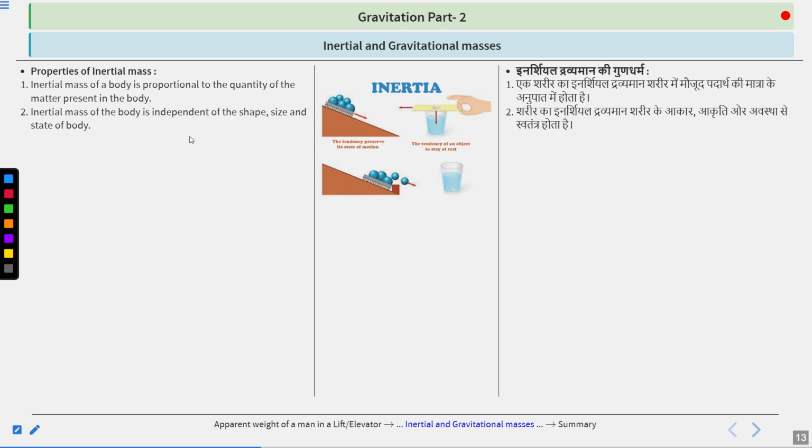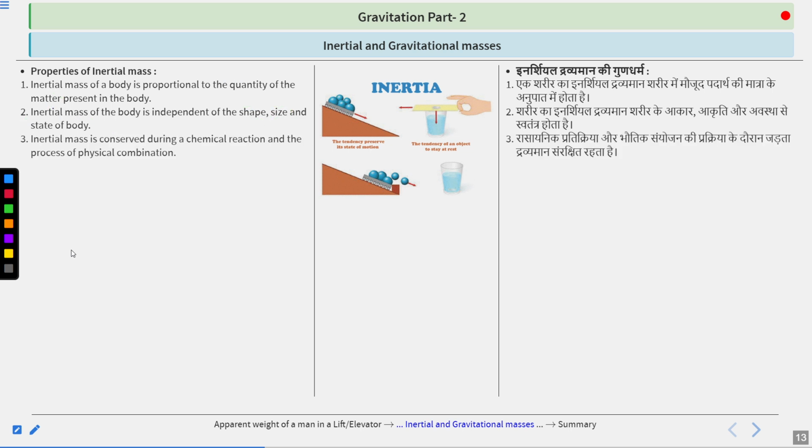Inertial mass of the body is independent of the shape, size, and state of the body. It is mainly dependent on the quantity of matter present and does not depend on shape, size, and state of the body. Okay.